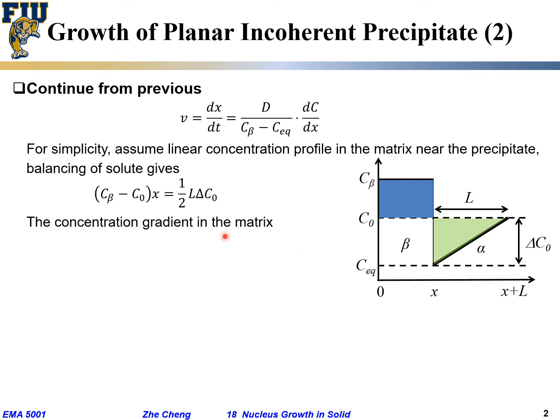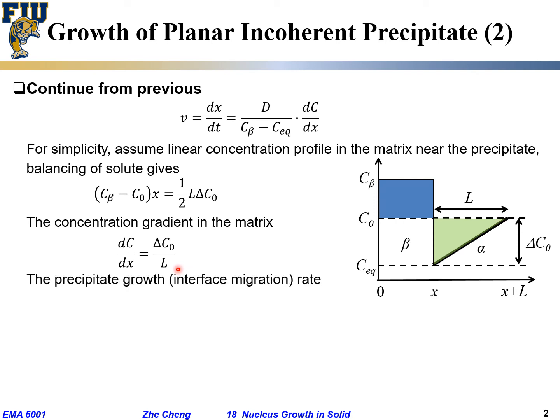Okay, then the concentration gradient in the matrix, which is dc over dx, can be simplified just as the slope, which is, as we illustrated here, delta C0 divided by L, the thickness, right? This relationship relates the local concentration gradient. It's essentially, if it's simple linear, just delta C over the thickness for the local depleted region within the matrix.